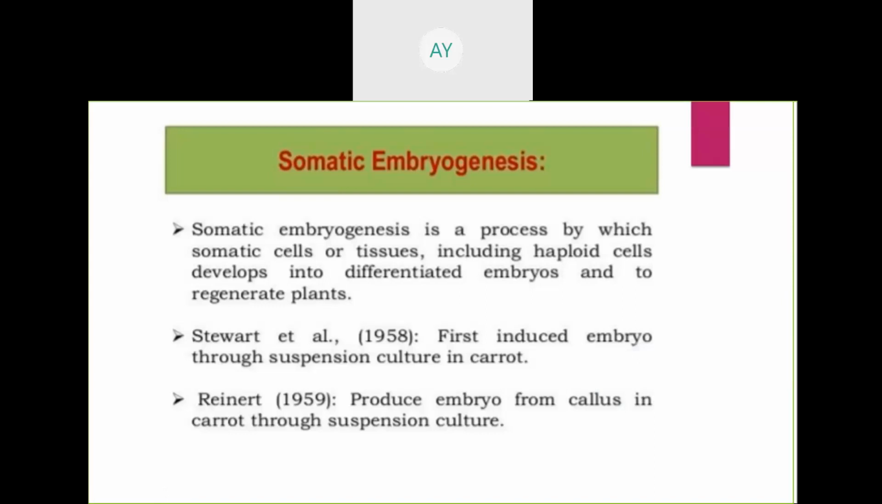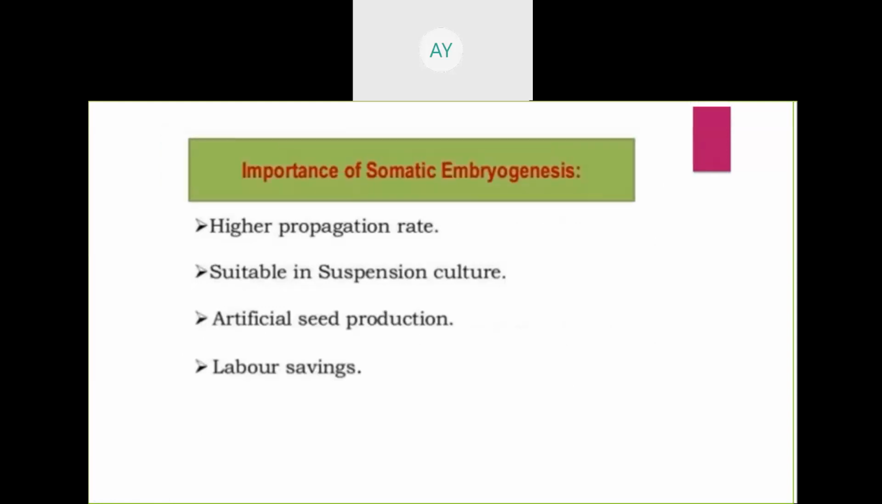Somatic embryogenesis was first induced through suspension culture, reported by Steward in 1958 in carrot. So that is the somatic embryogenesis. And again, the scientist Reinert in 1959 produced embryo from callus in carrot through suspension culture. So try to remember who first reported the somatic embryogenesis: Steward, and Reinert in 1958 and 1959. But which plant? In the carrot.